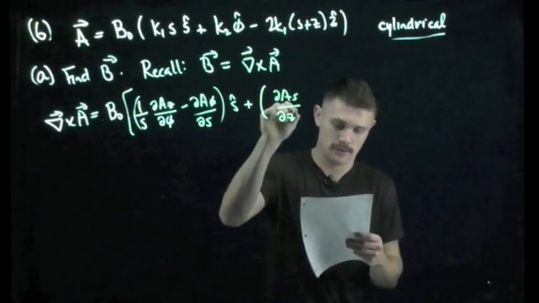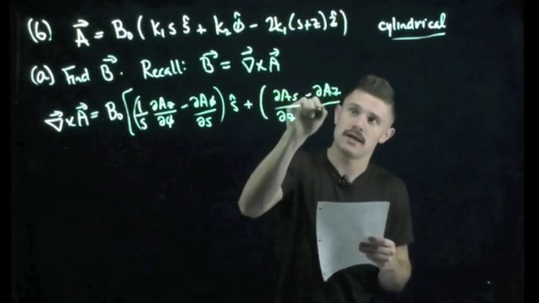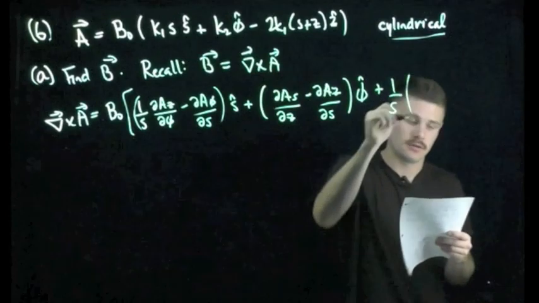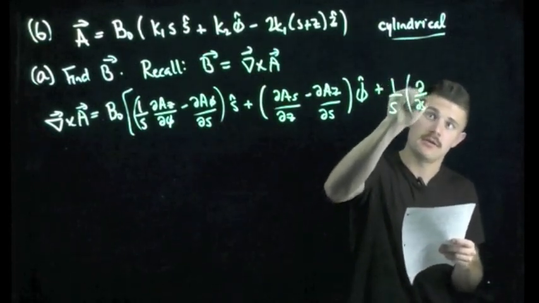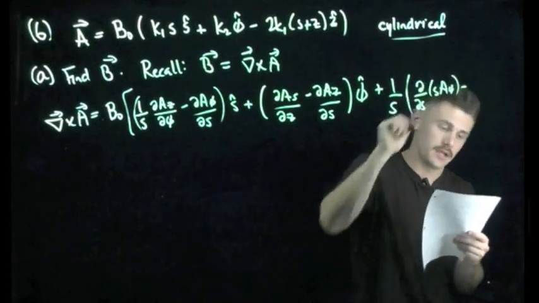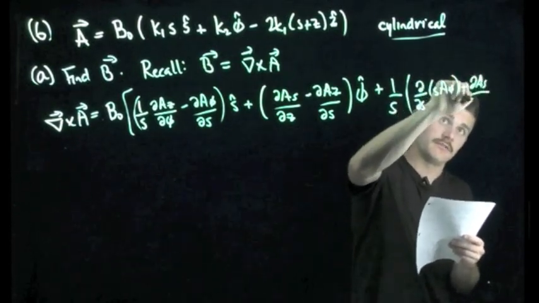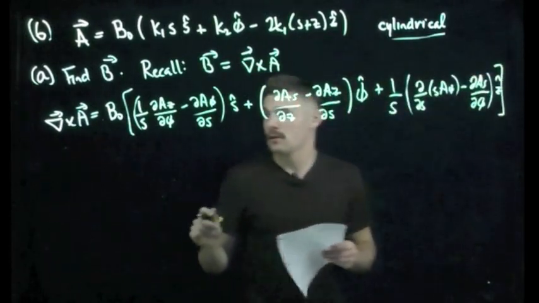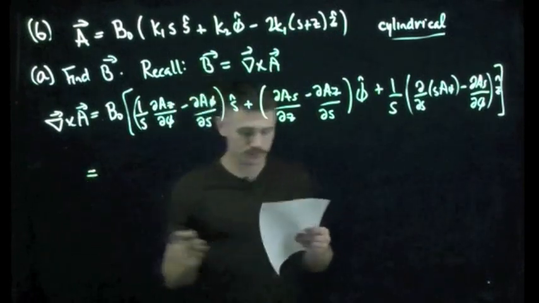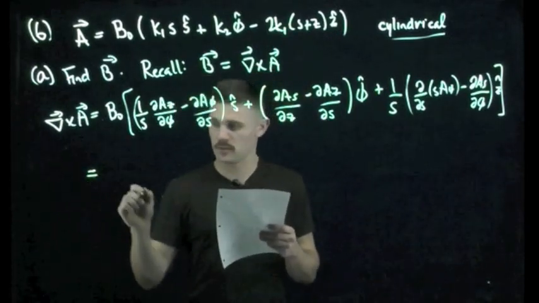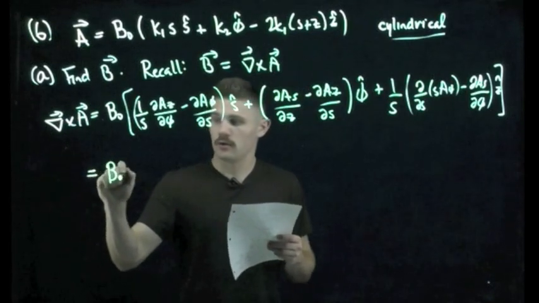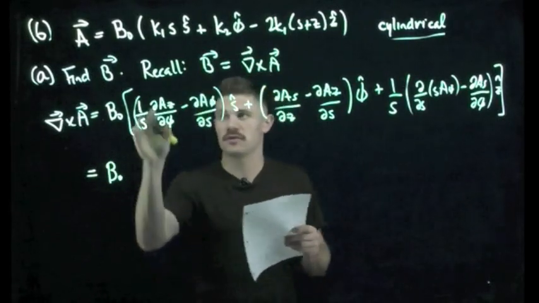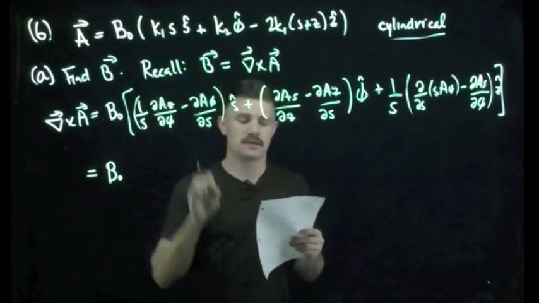d of AS by dz minus d of AZ by ds phi hat, and then plus 1 over S, the final term is d by ds of S A phi minus d AS by d phi Z hat. And we'll put the big bracket around all of that. So this is our curl, and we can do this in terms of the terms. So we have, by plugging in what is AZ is just this component of A here, A phi similarly, so each of the components come from the different terms in the vector.